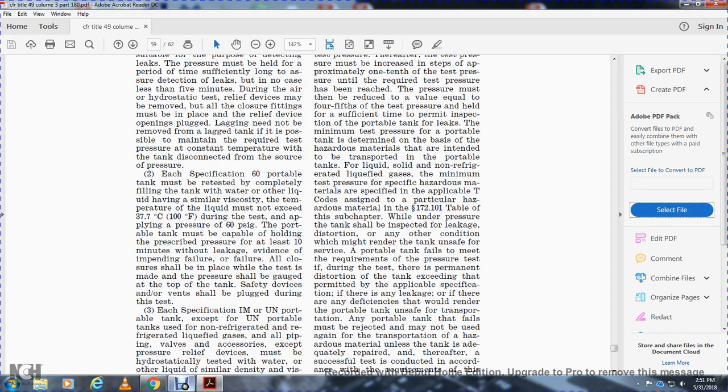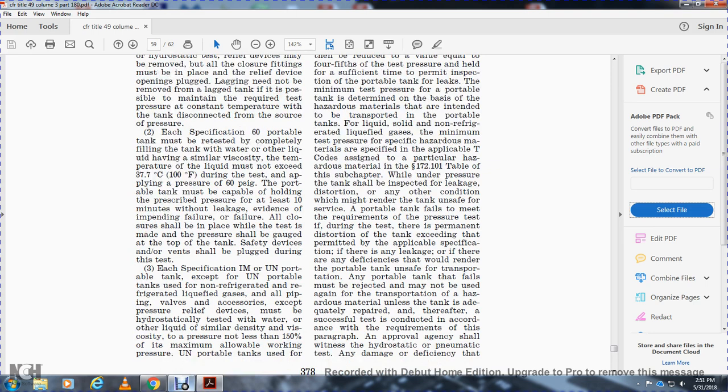A portable tank fails to meet the requirements of the pressure test if there is distortion exceeding that permitted for the applicable specification, any other leak, or any other deficiency that would render the portable tank unsafe for transportation. A portable tank that fails or is rejected must not be used again for transporting hazardous material unless the tank is adequately repaired.